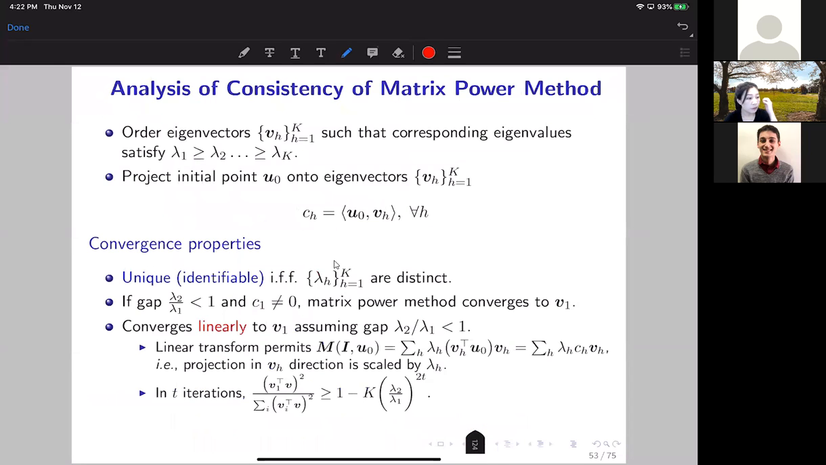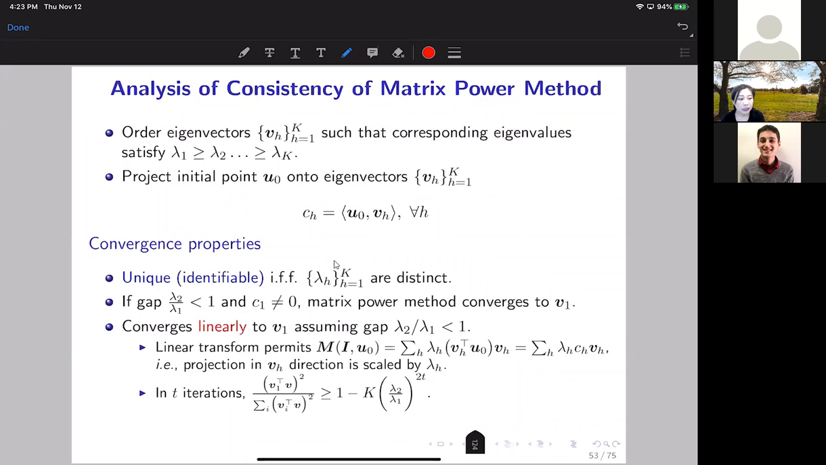So let's look at the analysis of consistency of the matrix power method. And this is again a review of what we've already learned. Before that, we want to introduce some notation so that we're on the same page. We want to order the eigenvalues in descending order, so lambda 1 is greater than or equal to lambda 2, and all the way to lambda k. So this is in descending order.